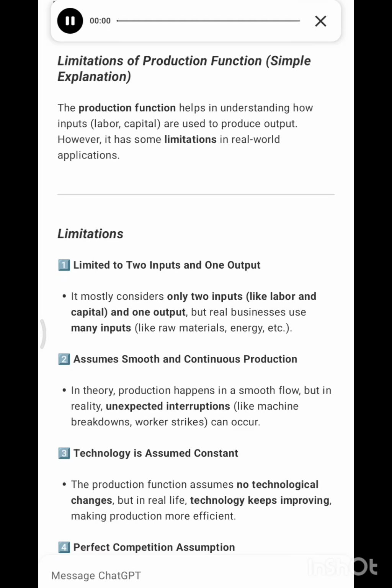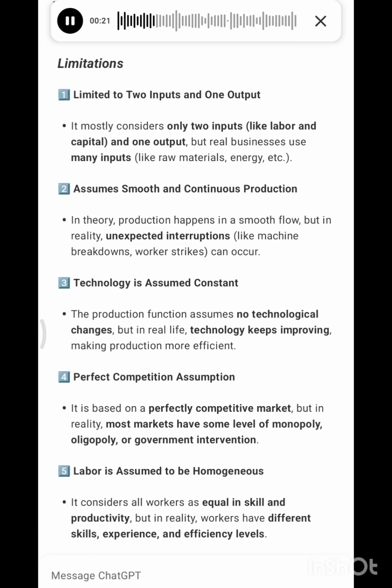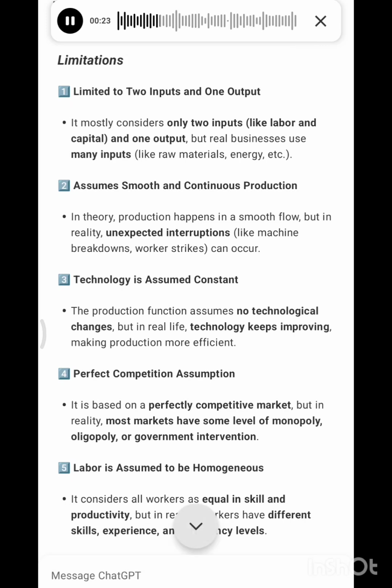Limitations of production function. Simple explanation. The production function helps in understanding how inputs, labor and capital, are used to produce output. However, it has some limitations in real-world applications. Limitations. 1. Limited to 2 inputs and 1 output. It mostly considers only 2 inputs, like labor and capital, and 1 output, but real businesses use many inputs, like raw materials, energy, etc.